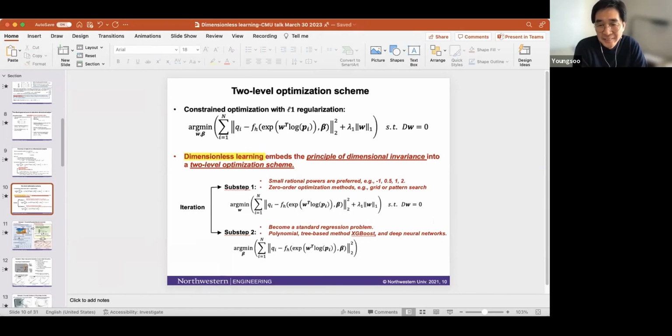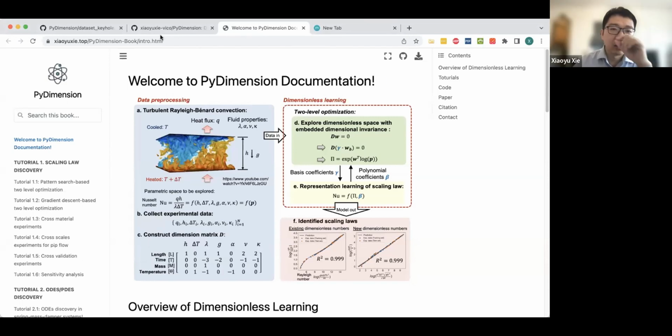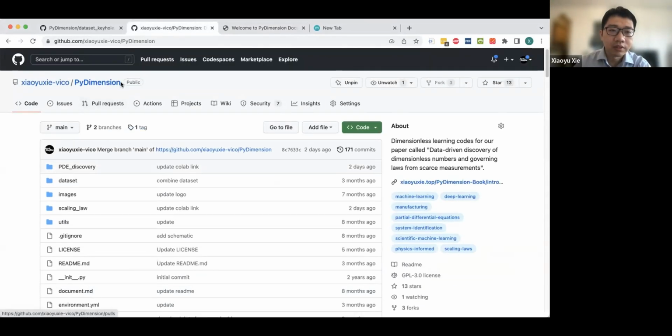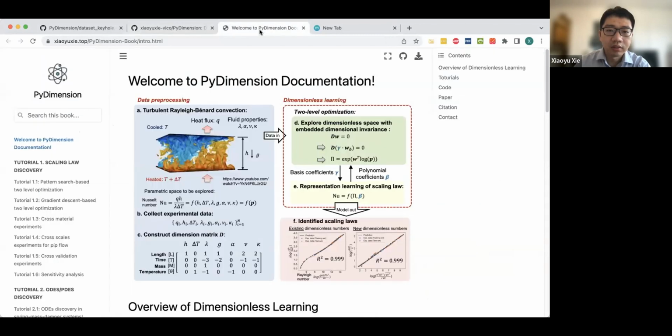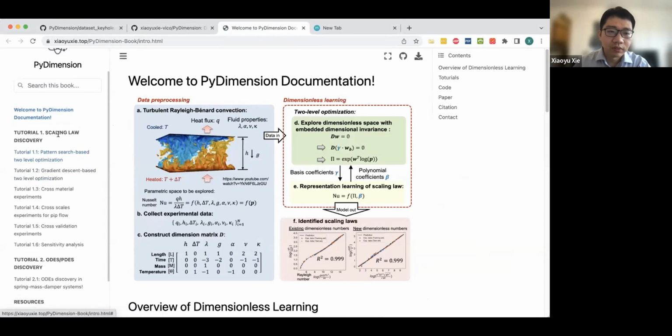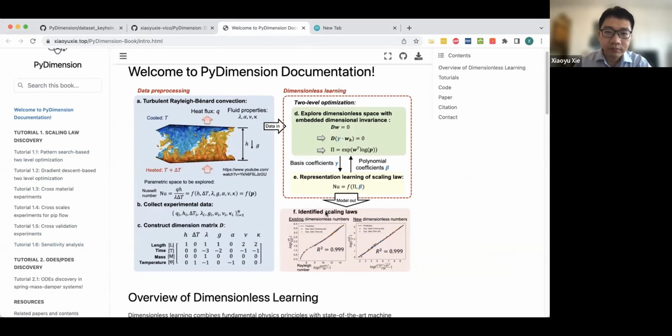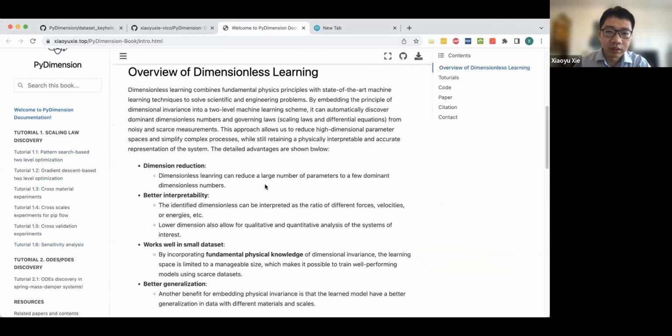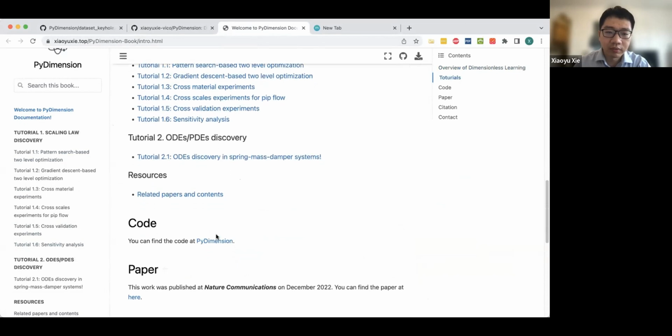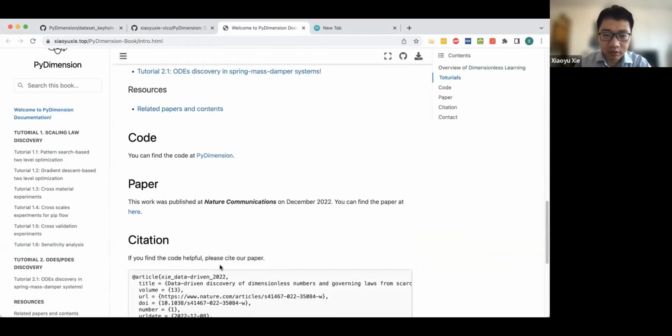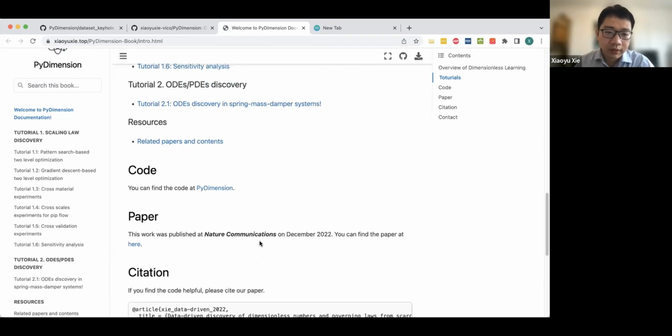Okay, I can share the code. We have the code on GitHub. You can search PyDimension in GitHub, and we also have online documentation with some tutorials. The first part is scaling law, and the second part is for PDE and ODE discovery. In this documentation, you can find an overview, tutorials, and the code. And if you find the paper helpful, you can cite it.